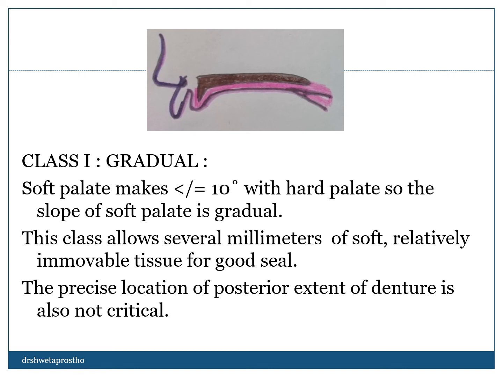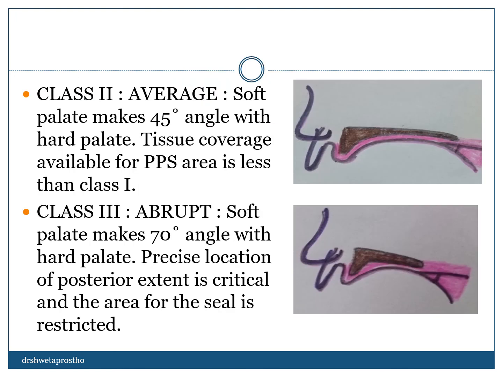Do you know where the posterior extent of the denture is located? It is 2 to 3 millimeter posterior to the posterior vibrating line. This is one of the often asked questions. Class 2 palatal throat form is average. That is, the soft palate makes a 45-degree angle with the hard palate. Tissue coverage which is available for the posterior palatal seal is less as compared to class 1.